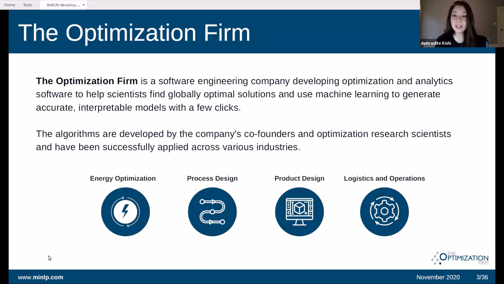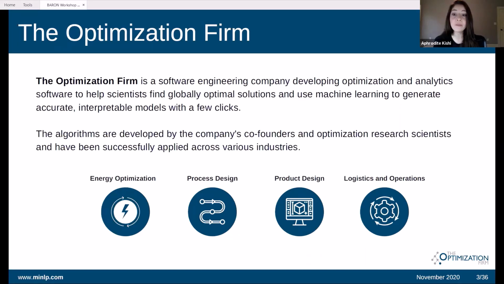So what is the optimization firm? Well, Dr. Nick Sahinidis, when he was a professor at the University of Illinois at Urbana-Champaign, started the Barron project in 1991 with the idea of building global optimization technologies like the Barron software that provide cutting-edge performance for solving nonlinear and mixed integer problems. He founded the optimization firm in 2001 to provide Barron in the public domain.